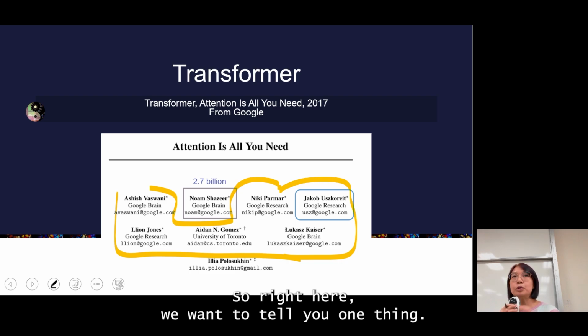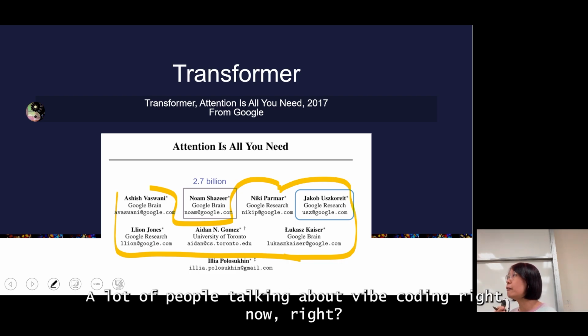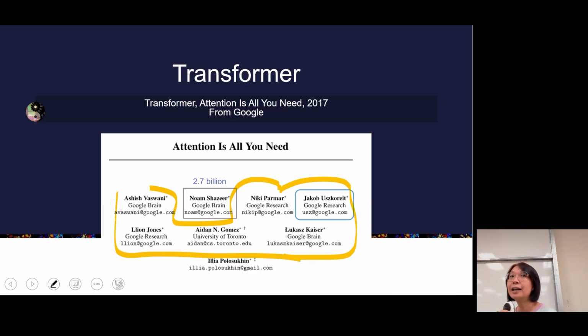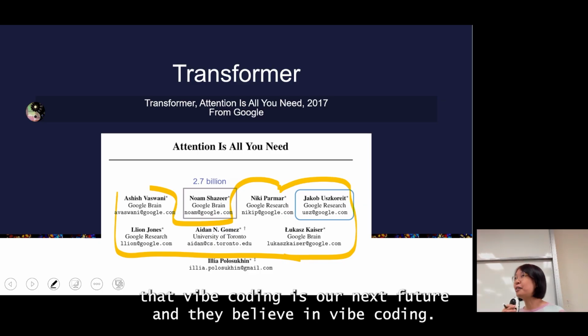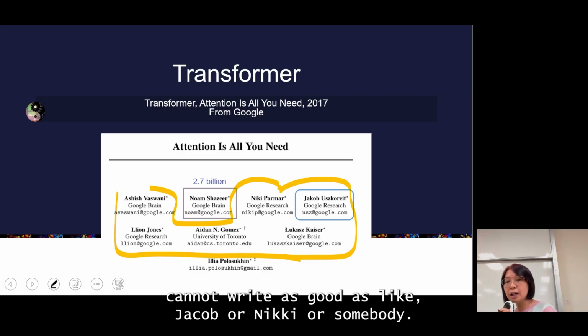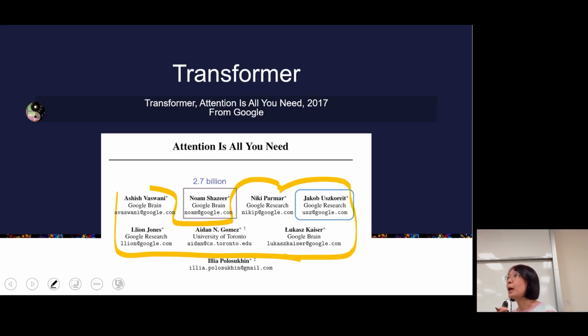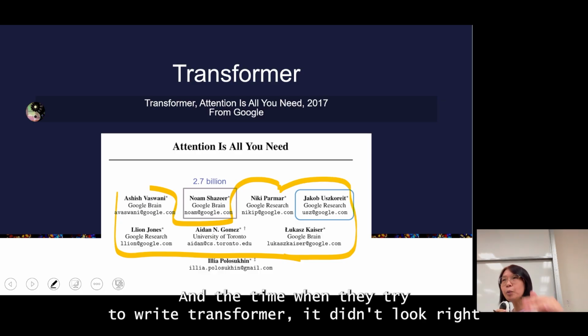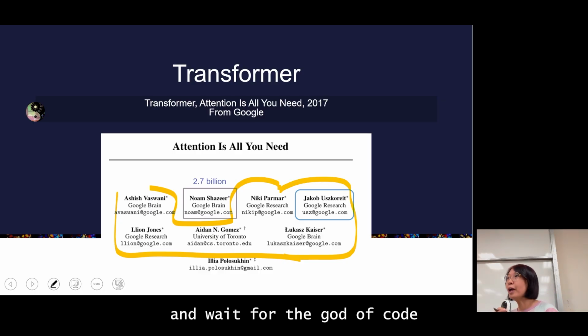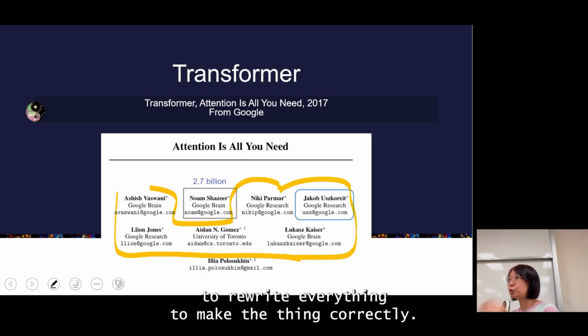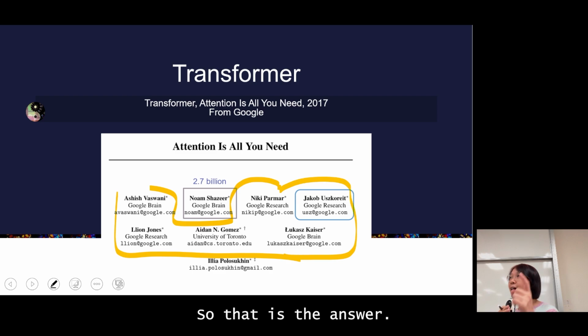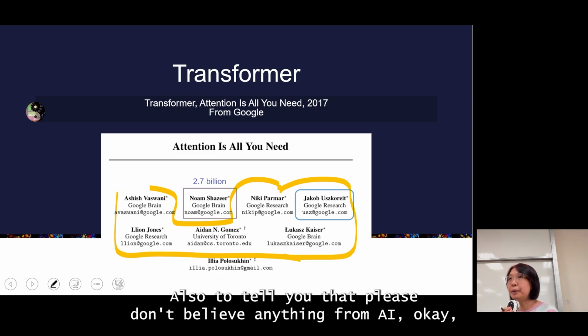So right here, we want to tell you one thing. A lot of people are talking about vibe coding right now. A lot of people tell you, vibe coding is our next future, believe it. Vibe coding cannot write as well as people like Jacob or Nikki. Just imagine, at the time when they tried to write the Transformer, it did not look right. You had to wait for the god of code to rewrite everything to make it work correctly. That is the answer, to tell you please don't believe everything from AI.